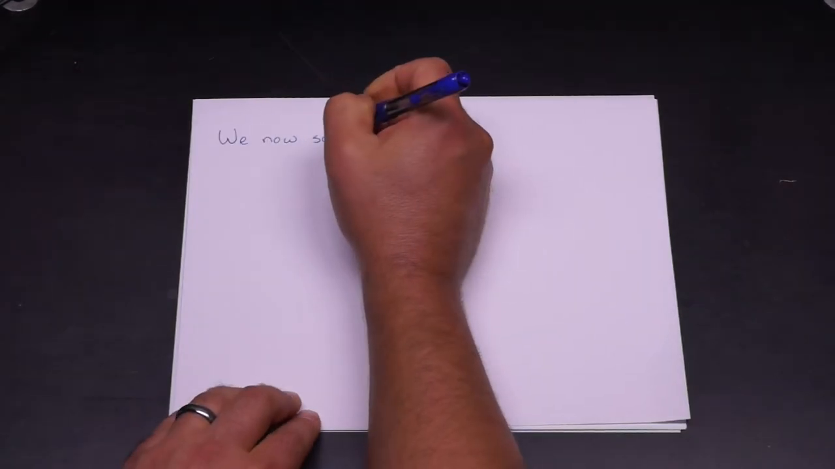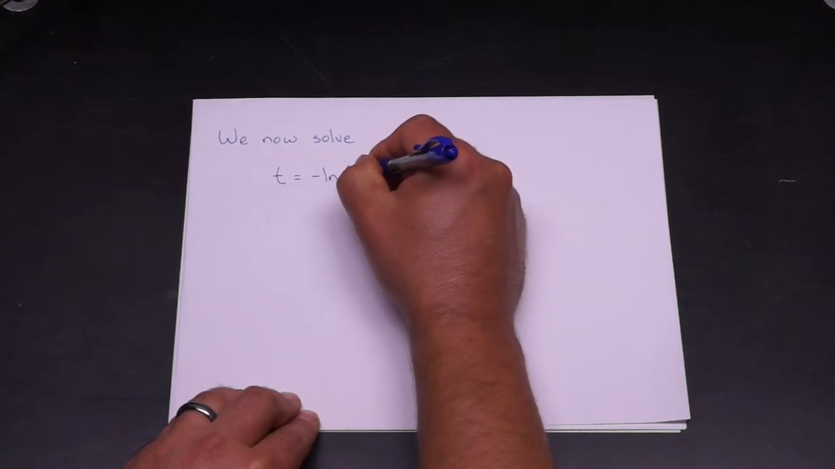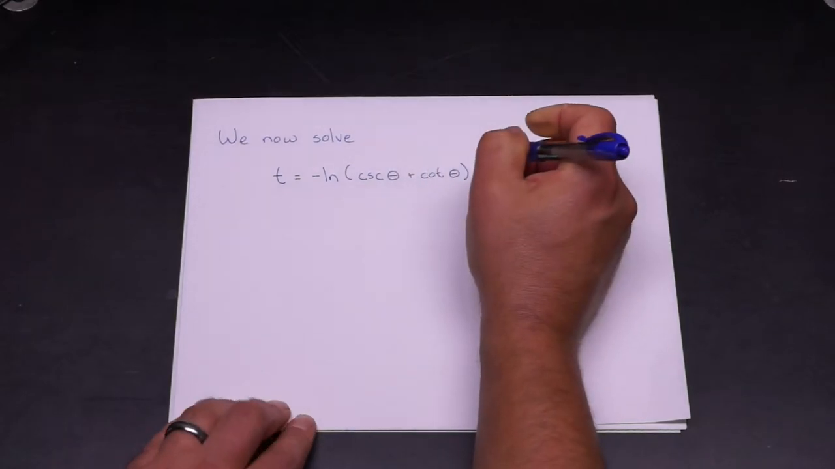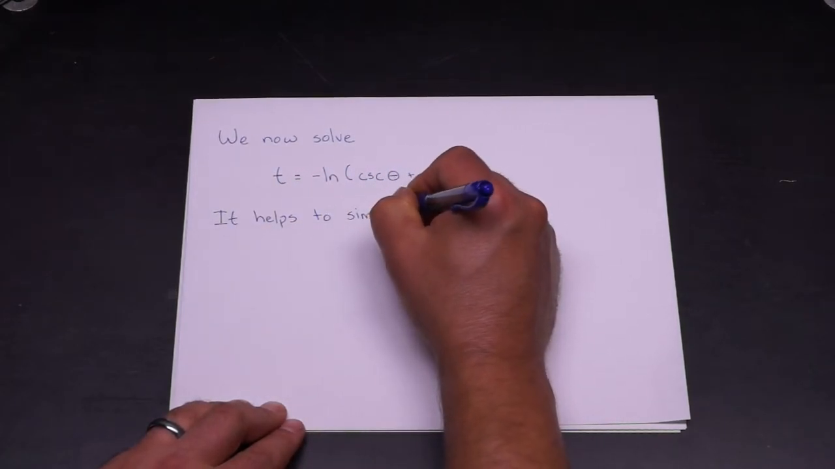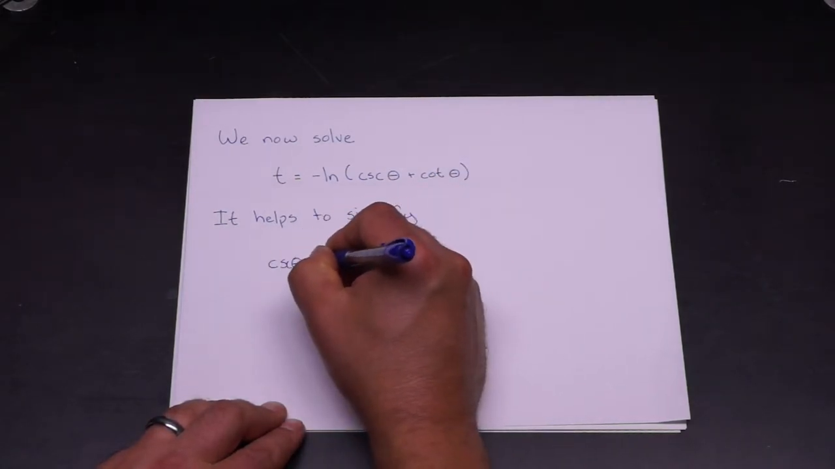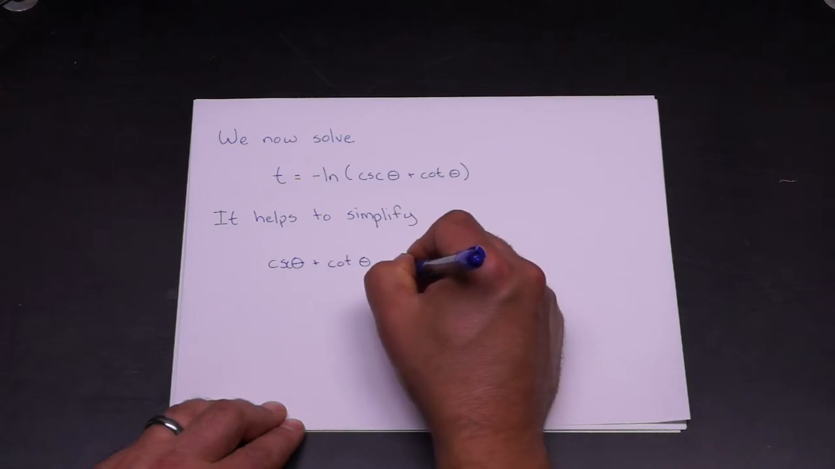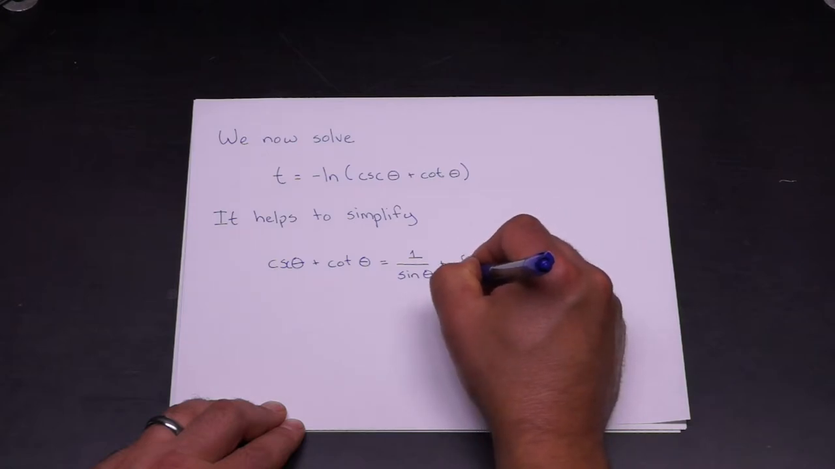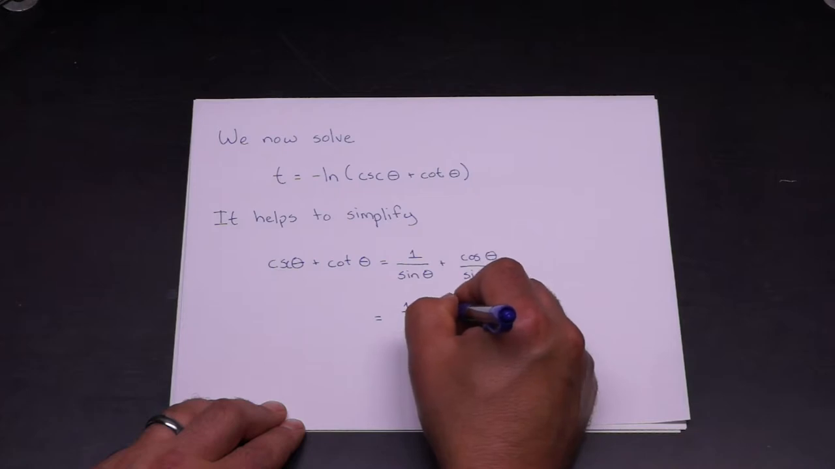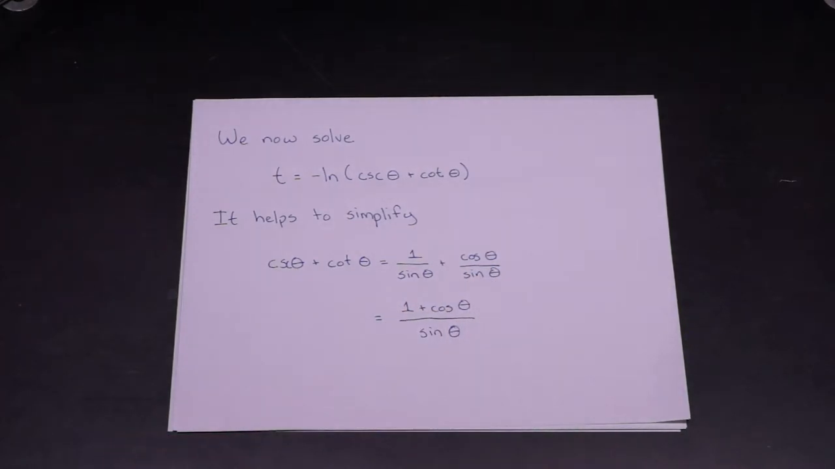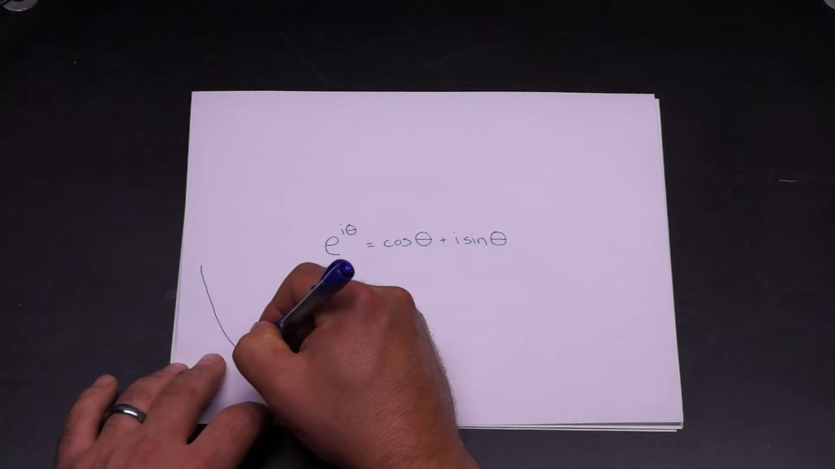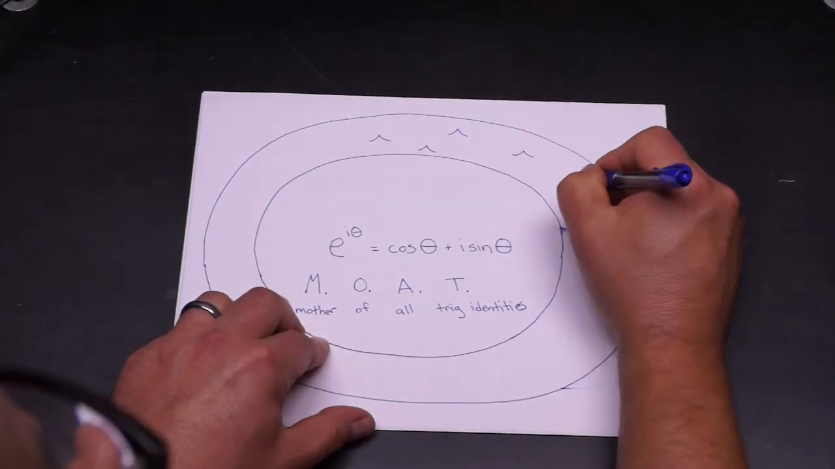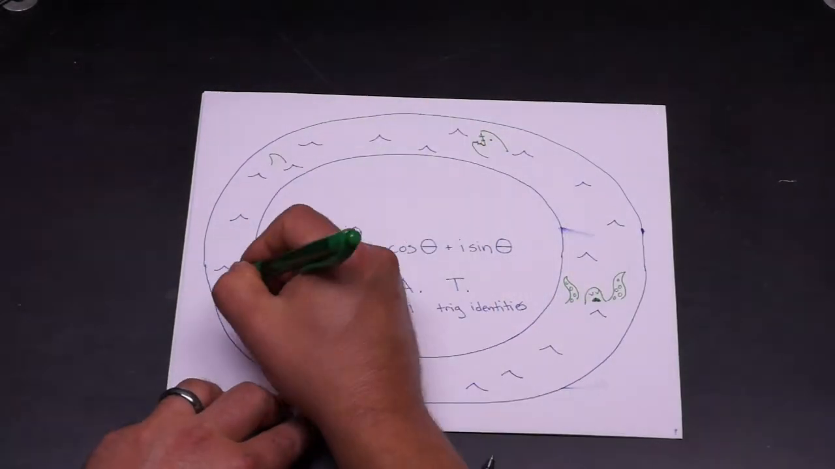We now have an equation for t in terms of theta. But we want an equation for theta in terms of t. So we have to solve the equation t equals minus log of cosecant theta plus cotangent theta for theta. We'll start by rewriting cosecant theta plus cotangent theta in terms of sines and cosines. We see that it's equal to 1 plus cosine theta over sine theta. To simplify this, we're going to have to use the trig identity e to the i theta equals cosine theta plus i sine theta. A trig identity so important that I call it the mother of all trig identities, the MOATI.